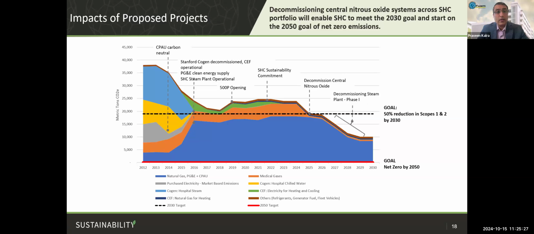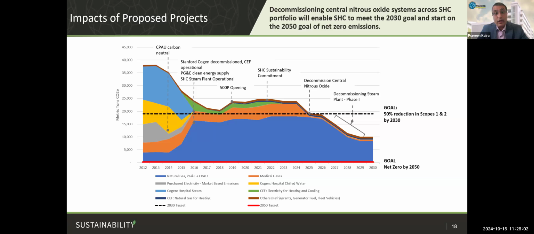So I'm going to go back to the same slide which I showed you earlier, showing our carbon footprint from Scope 1 emissions. So we believe that by decommissioning our nitrous oxide, we will be able to reach our 50% reduction goal in our Scope 1 emissions, which was planned for 2030, almost by next year, 2025, almost 5 years ahead of plan. And that's why nitrous oxide is our main trump card to reach that goal, just because of the carbon footprint nitrous oxide has.